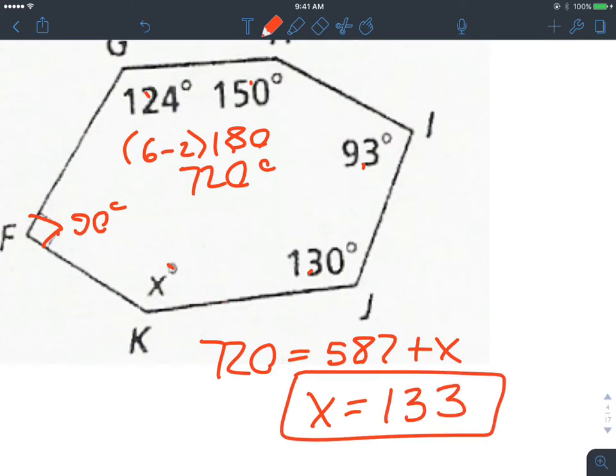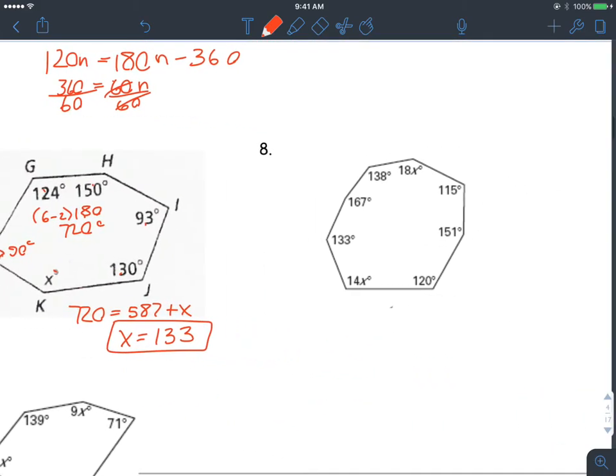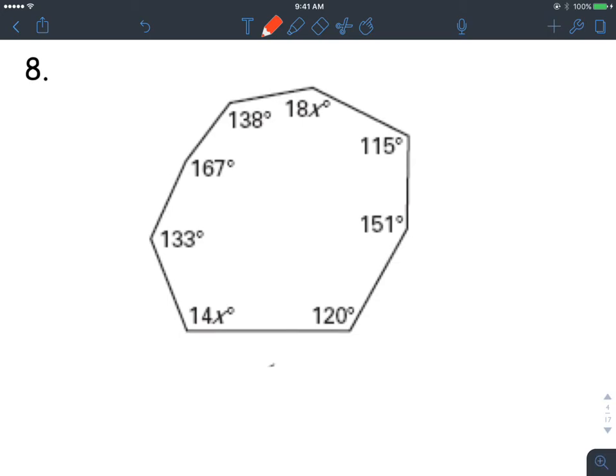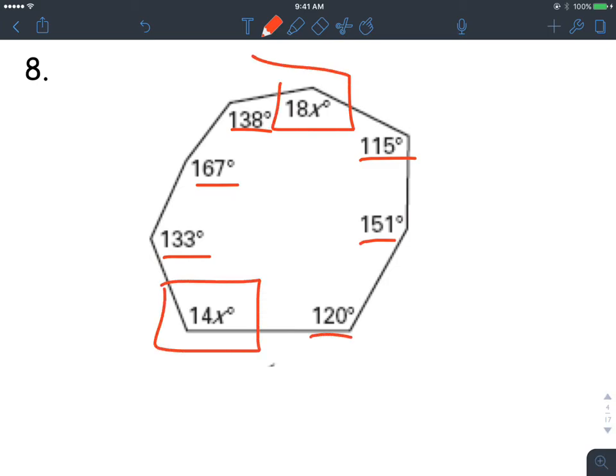If I added that up correctly. So let's see what's going on with this one here. A lot more junk going on here. Notice that you got all of these right here, just regular numbers, and then you got a couple of them with x's. So we'll start adding some of that up.